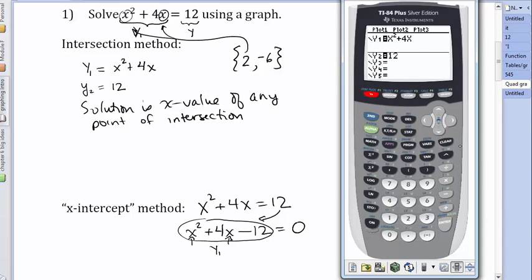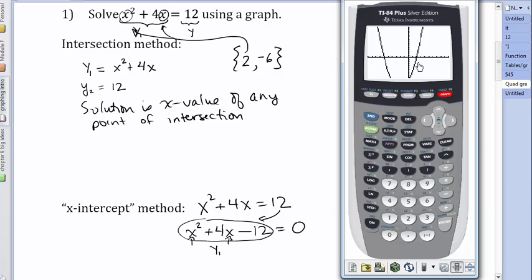I'm going to clear out these original equations that I had, and I'm going to put in x squared plus 4x minus 12. And I'm going to graph that. You'll notice that I get a different parabola, but this time on this parabola, because I have this equal to 0 in my equation, I'm going to look for x-intercepts.